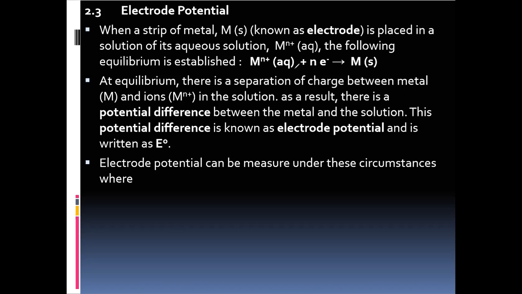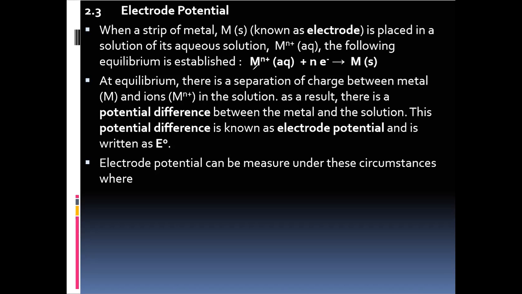So just ensure that you understand that method very well. Now let's move on to what we call electrode potential. When a strip of metal M, known as an electrode, is placed in its aqueous solution Mn+, the following equilibrium is established. Now when we have a solution of a metal Mn+, that means it is ionized, and then you have the metal dipped into that solution. That metal dipped into that solution is called an electrode.